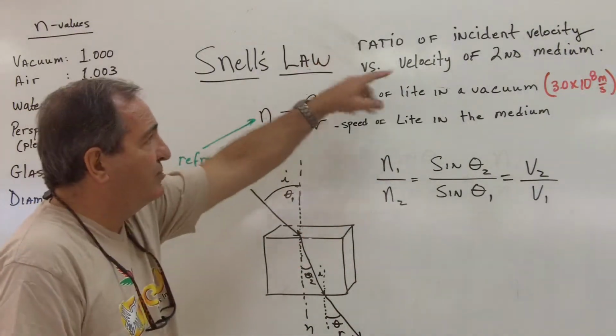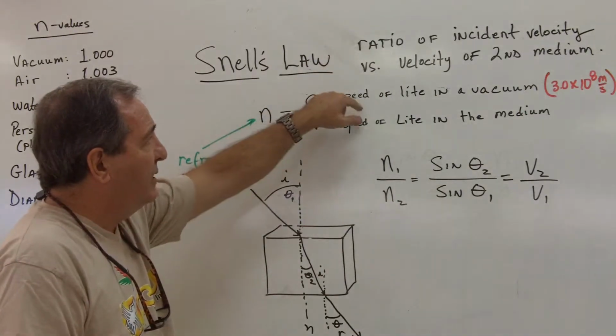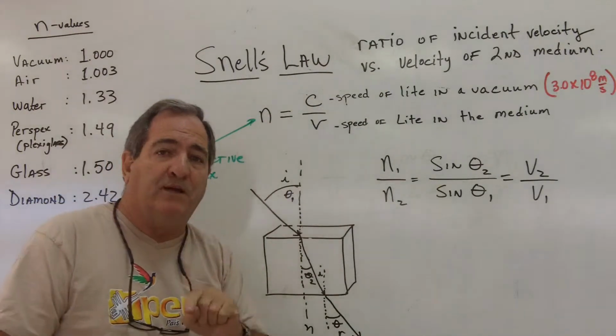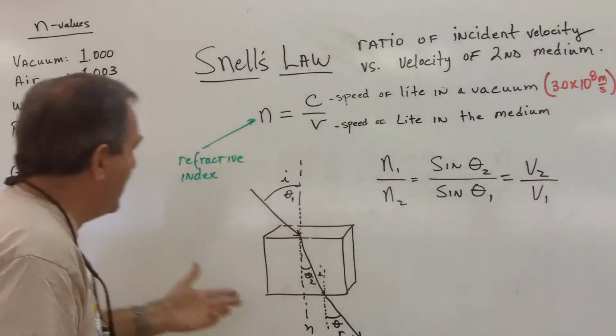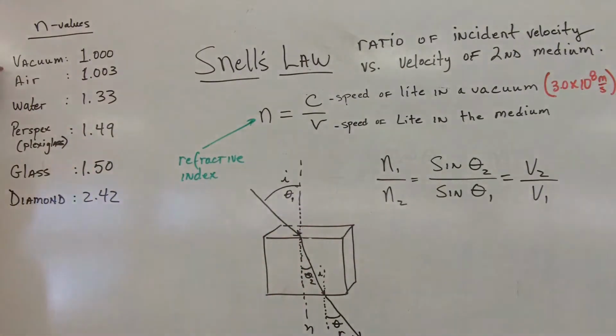Okay, so we have the ratio of the incident velocity versus the velocity of the second medium. We have different media as shown in this. Here we have things such as vacuum, air, water, plexiglass, glass, or diamond. In England they often call this plexiglass.